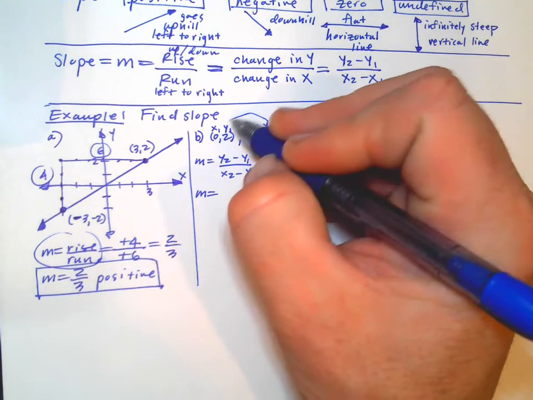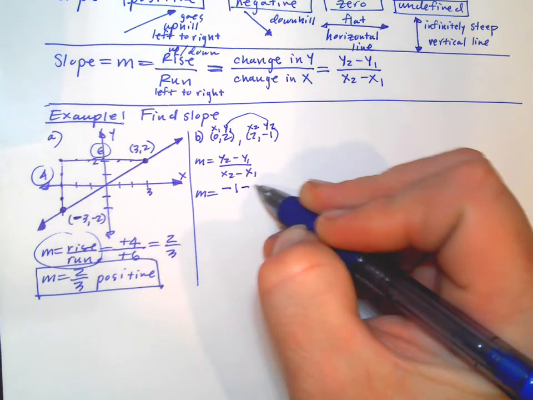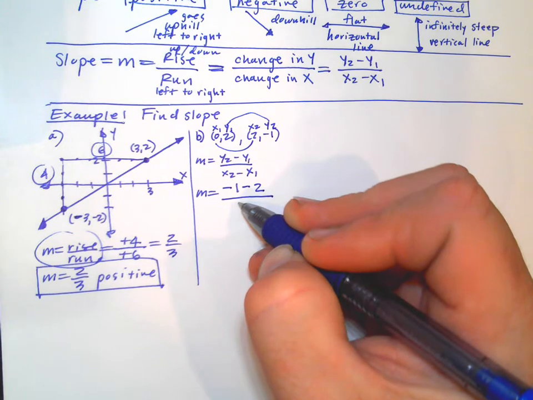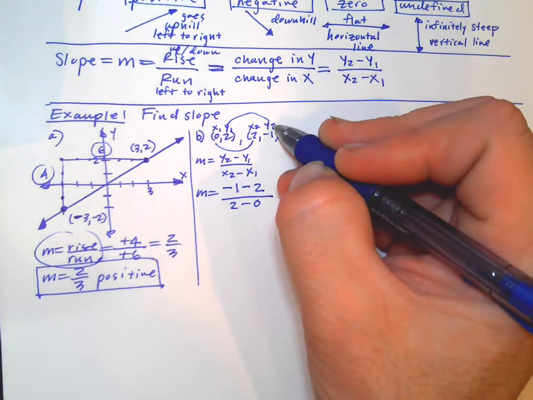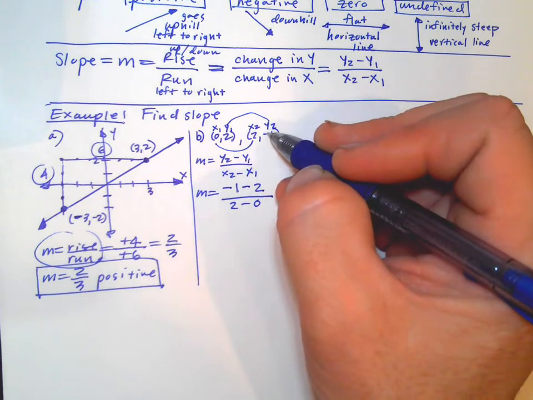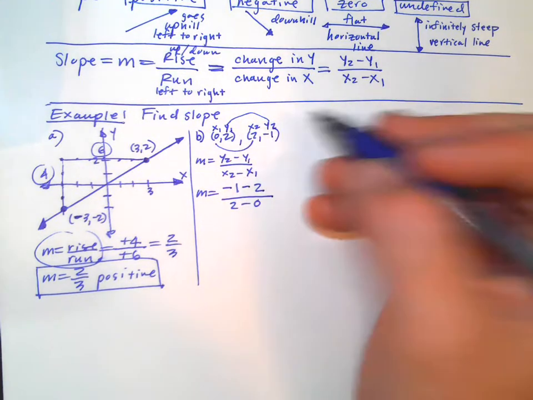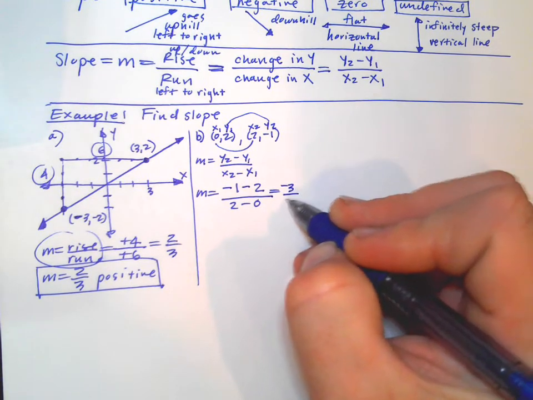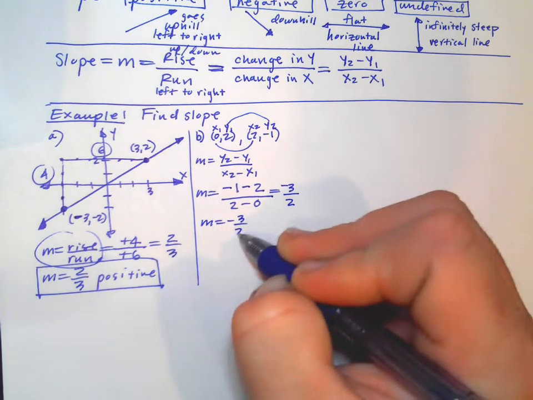So y2 minus y1, you might draw some lines here. y2, -1 minus 2 over x2 minus x1, 2 minus 0. Key thing is you better start with the same point on the top and the bottom. So you can make this your x2, y2, but -1 minus 2 is -3 over 2. So the slope is -3 halves.